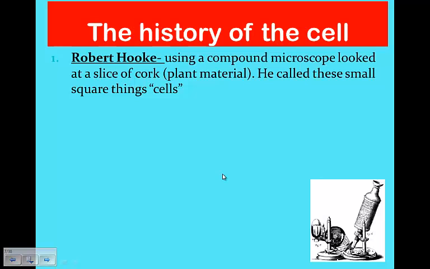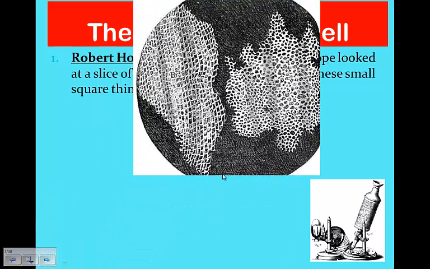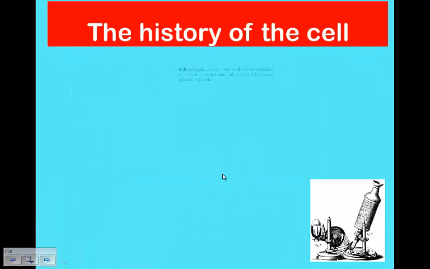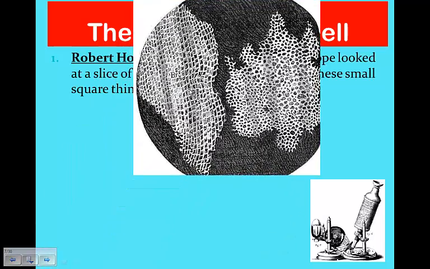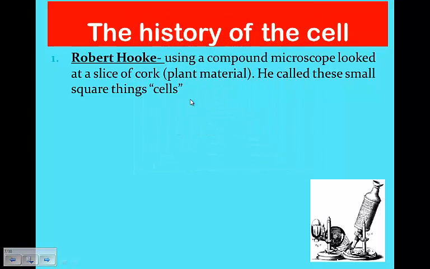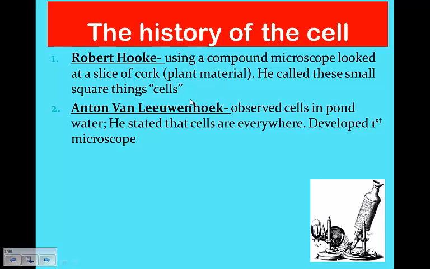Okay, little history of the cell. We'll start with Robert Hooke. Robert Hooke used a compound microscope and he looked at a slice of cork, a piece of plant material, and he called these things cells because they were square, and you can see how they look. There we go. So you can see here these little squares. Well, we know now that plant cells have a square shape to them, and so he called them cells.